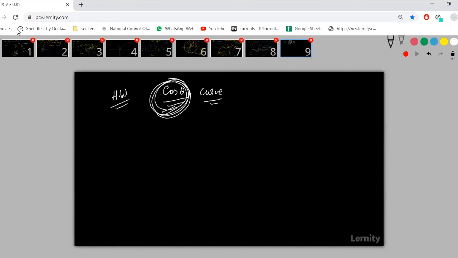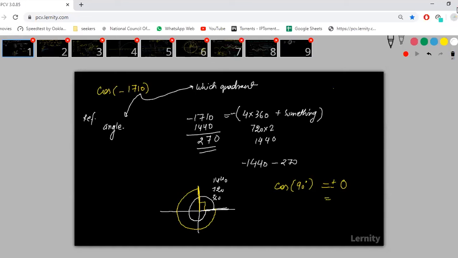Okay, I'm showing you the first slide once again. Cos theta, cos function, you just have to find out the cos function. Okay, this is the first slide. And please practice sine. The same way I have drawn the sine curve, please practice the sine curve. Okay, fine.